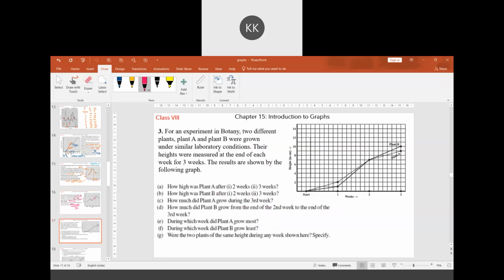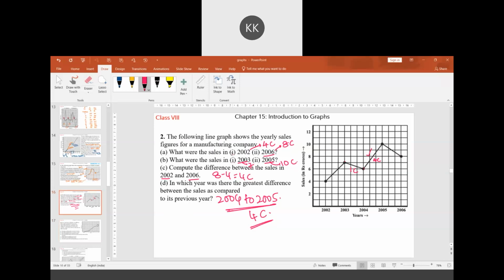No, sir, we have to find the difference from the previous one. From 2003 to 2004, it should be 6 minus 7, that will be minus 1 crore. So we are taking the difference like this, from smaller to larger. So there's a loss. There's a decrease also, isn't it? Minus 1.